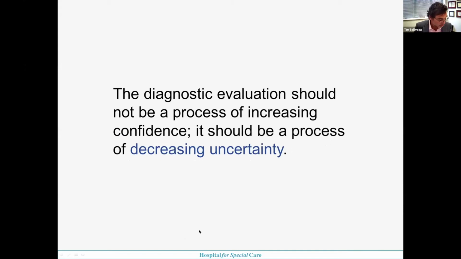So now I'm going to pass it over to Karen and ask her to talk with us a little bit about Bayes' theorem.